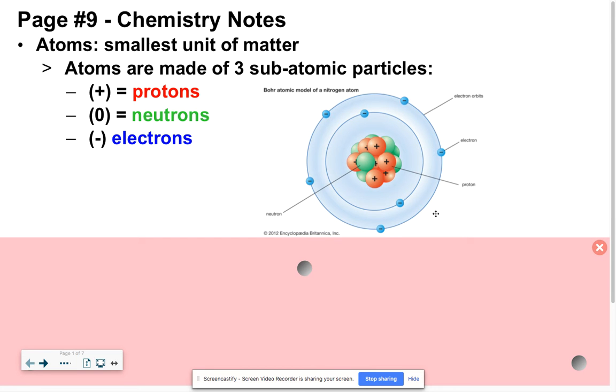This is just one model that we use to represent atoms. We call it the Bohr model. In the center, we have the nucleus, and in the nucleus, we have protons and neutrons. You can see that I have color coordinated it to match this model. The neutrons are green, the protons are red, and the electrons are blue. The blue electrons circle the nucleus, and they don't really interfere with the nucleus at all.